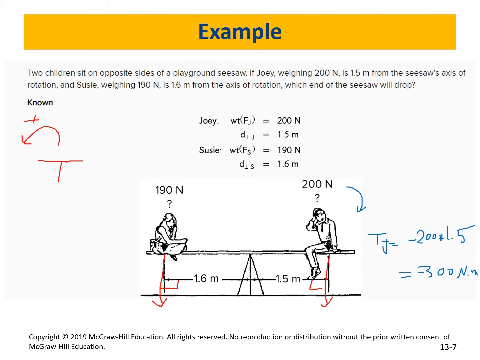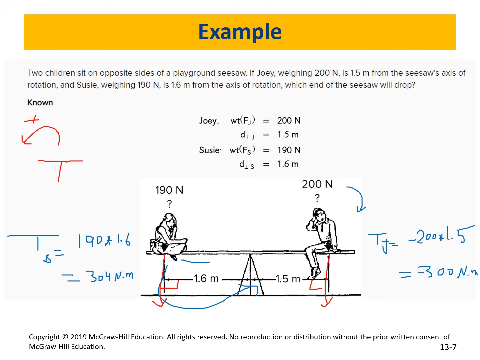We good? On the other side, this is our arm, and the rotation is going to be like this, so it's going to be counterclockwise. So that's positive. The torque of Susie is going to be positive 190 multiplied by the distance, which is 1.6, and that's how much? 304 Newton meters. So you can see that this side is going to be winning in the rotation.